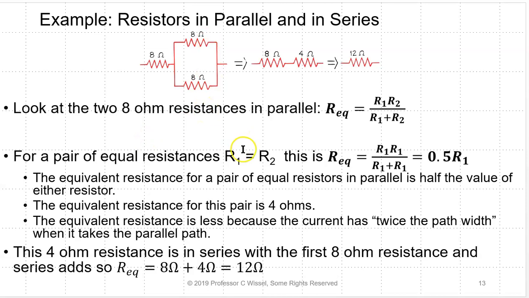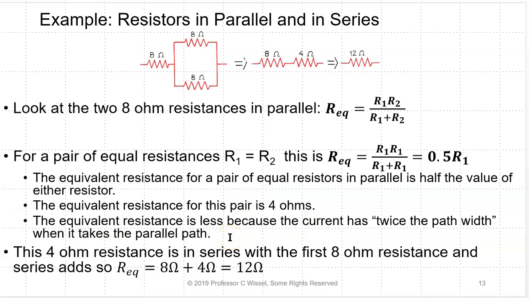So we look at the 2 8 ohm resistors that are in parallel, and we can do product over sum. And we do that if they're equal. Here's another tip. If they're equal, this becomes R1, R1 divided by R1 plus R1, or 1/2 R1. So the equivalent resistance for a pair of equal resistances in parallel is half the value of either one. The equivalent resistance for this pair then is 8 over 2, which is 4.